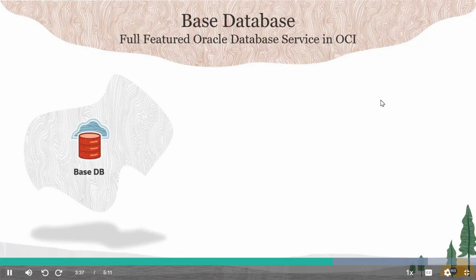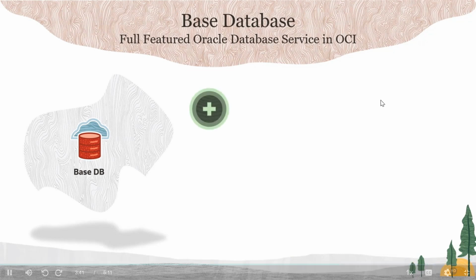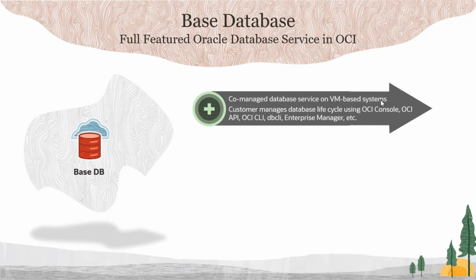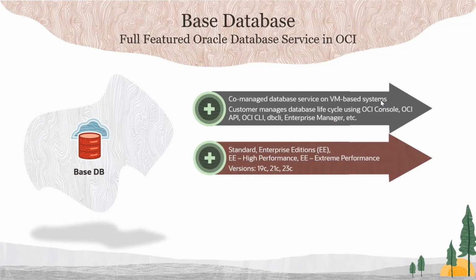Then we have the Base Database Service, which is again a co-managed Oracle Database Service. They are hosted on VMs and Oracle just manages the infrastructure, and the customer manages the entire lifecycle of the database and the system using the console, CLI or Oracle Enterprise Manager. It provides you the choice of different editions while provisioning, like Standard Edition 2, Enterprise Edition High Performance, and Enterprise Edition Extreme Performance, which differ in terms of the enabled database options.